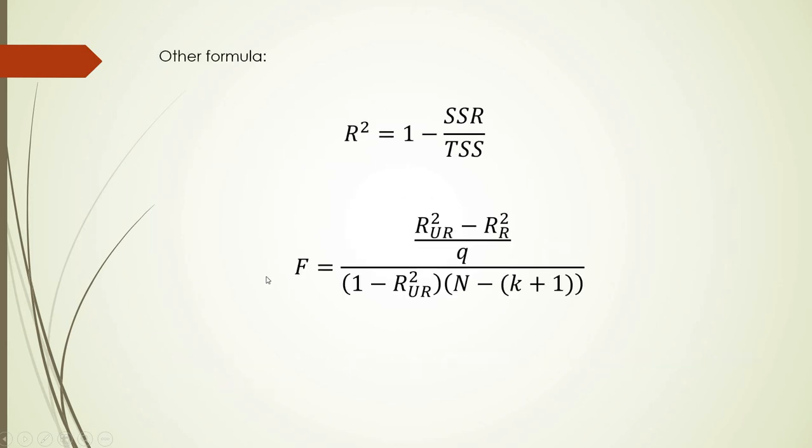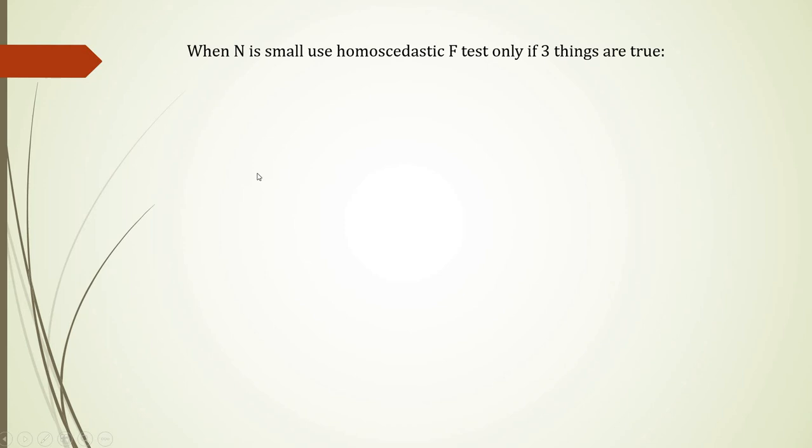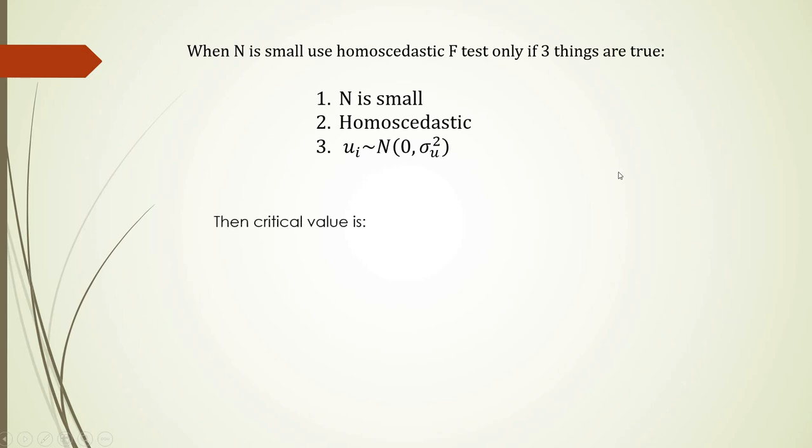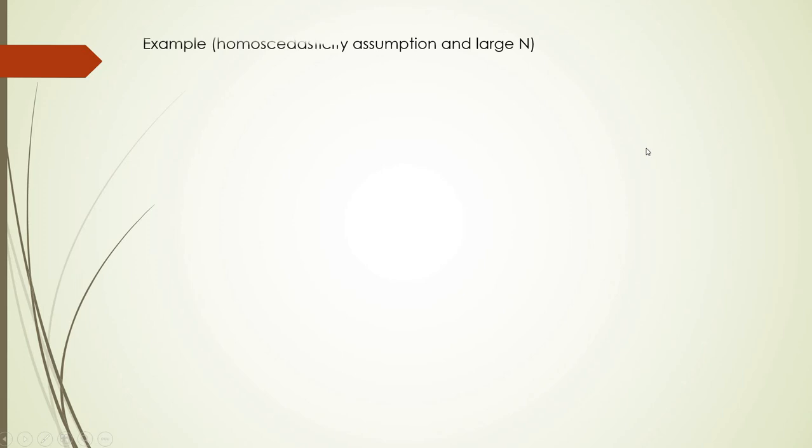Other formula is also this one, where you are using actually R squared to do that. But you can use this formula only if you have homoscedastic data. So n is small, you have homoscedastic data, and you have normality of your residuals. So this is how you use that critical value.